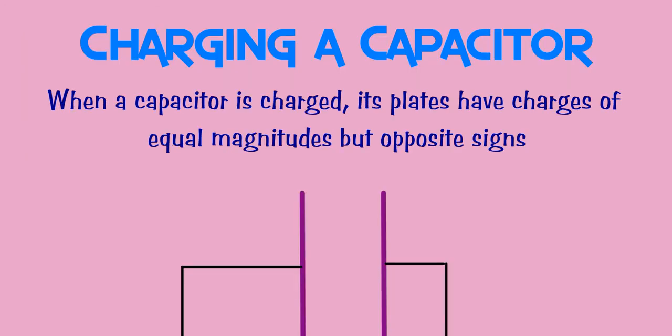Next, we're going to talk about how a capacitor gets charged, or how it stores electric potential energy, which is its main purpose in a circuit. The first thing we're going to start off with is a fact. When a capacitor is charged, its plates have charges of equal magnitudes but opposite signs. To understand why that's the case, we have to understand the process of charging a capacitor.